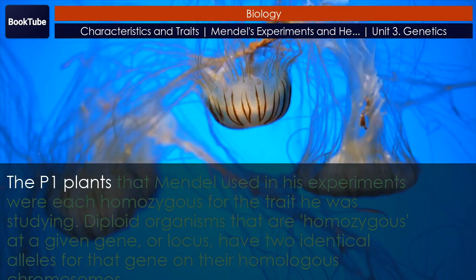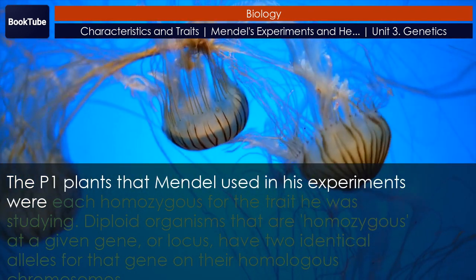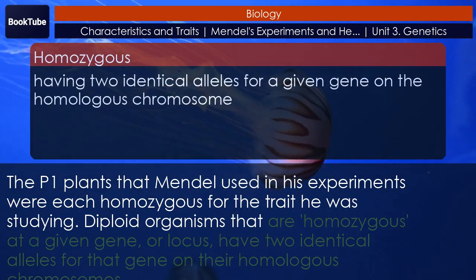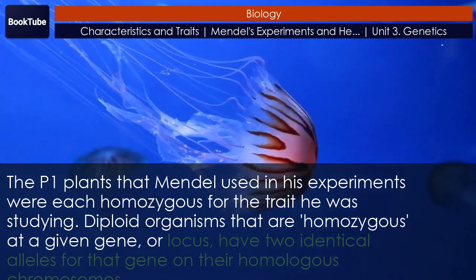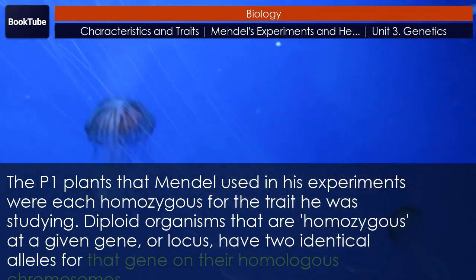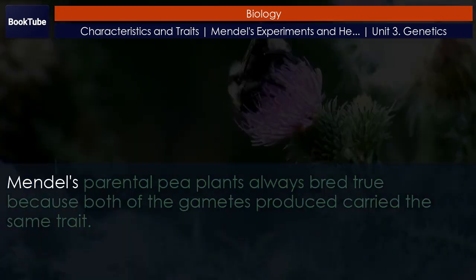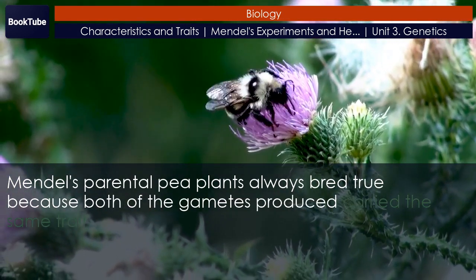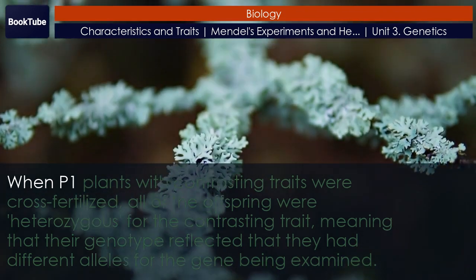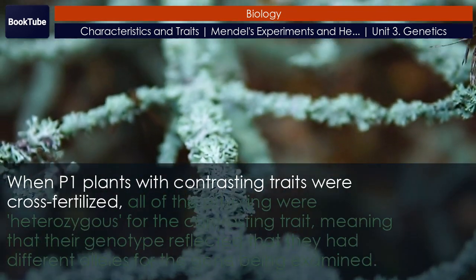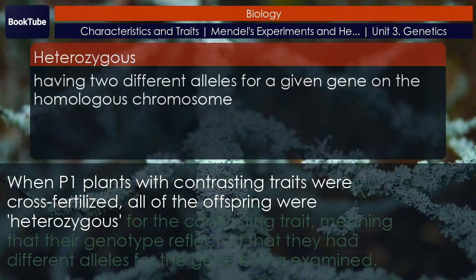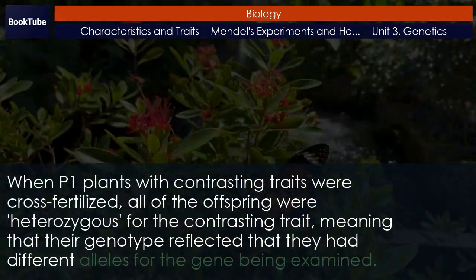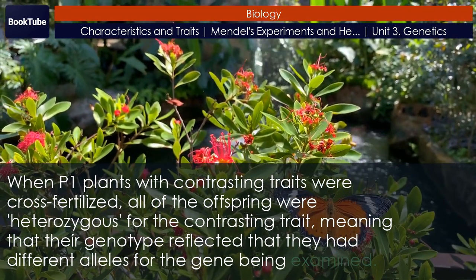The P1 plants that Mendel used in his experiments were each homozygous for the trait he was studying. Diploid organisms that are homozygous at a given gene or locus have 2 identical alleles for that gene on their homologous chromosomes. Mendel's parental pea plants always bred true because both of the gametes produced carried the same trait. When P1 plants with contrasting traits were cross-fertilized, all of the offspring were heterozygous for the contrasting trait, meaning that their genotype reflected that they had different alleles for the gene being examined.